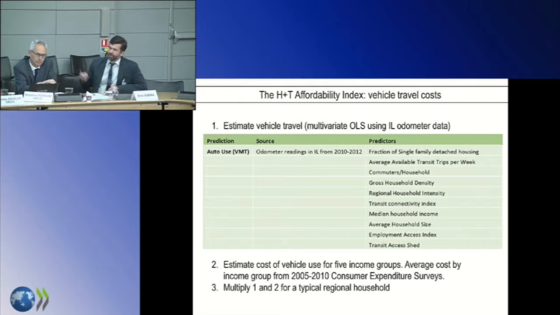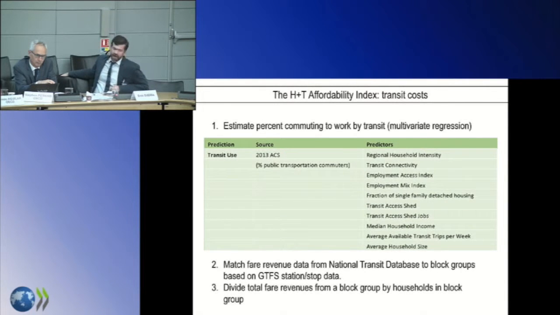And anytime I say typical, I mean median. And then finally, transit costs. This is probably the most complicated of the calculations, just because we don't collect as good data on transit. So the percent commuting to work is estimated. This is based off of the census. Alan gave us an overview of this data earlier today. And then this is matched to a database on national transit use, which is then matched to open source data on where transit stations are located in the United States.